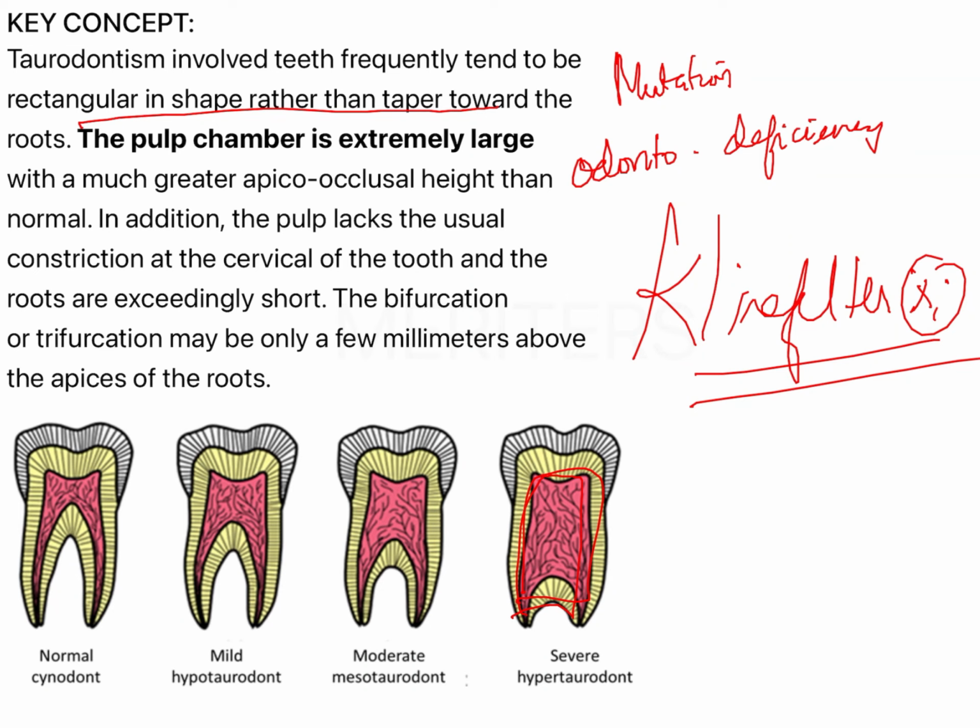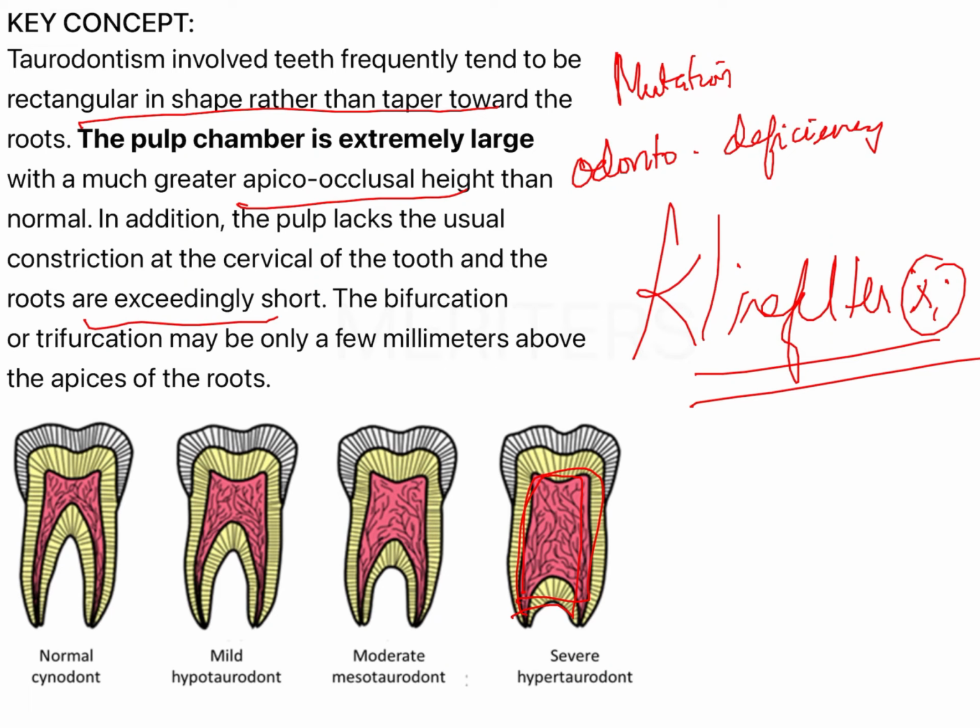Okay, the pulp chamber is extremely large with much greater apico-occlusal height than the normal. So after that, your pulp will lack the usual constriction at the cervix of the root, and the roots are extremely short. Roots are extremely short, as seen in dentin dysplasia, but here there will not be any constriction at all, and the bifurcation or trifurcation may be seen only a few millimeters above. Okay, that is the radiographical feature that you have to remember.